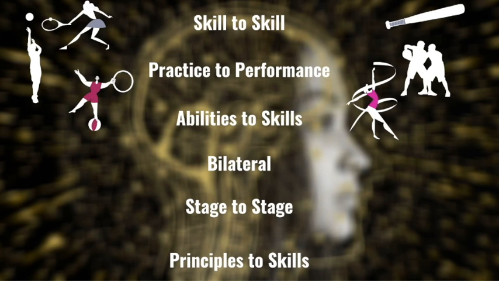Bilateral, learning a skill on one side of the body can influence the learning of the skill on the other side of the body. So using your right foot in football and understanding the teaching points, you can then try that with your left foot because you understand the teaching points on your right.